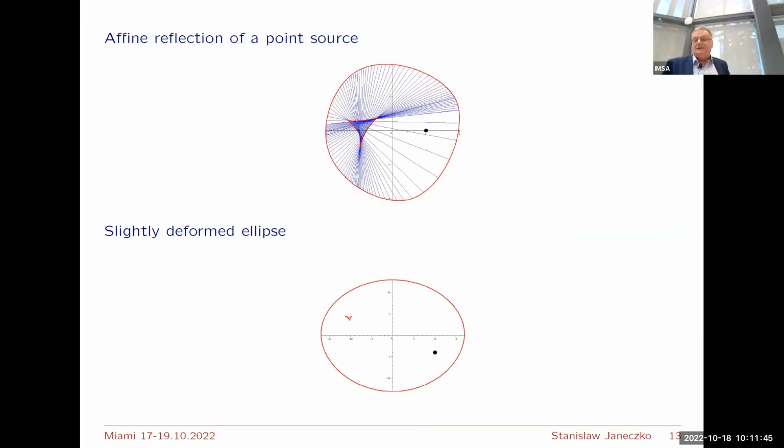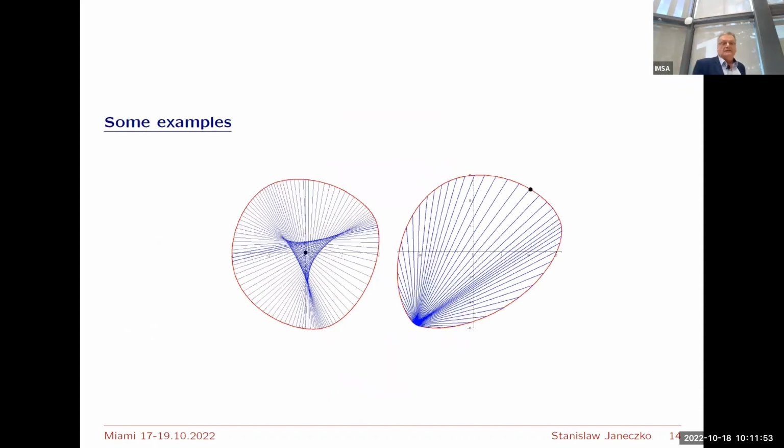And as this gets closer and closer to central symmetry, then of course it comes to the point. And some examples: if the point is on the boundary, like here on the right-hand side, then there is some other point which is radiating in a special way. If the point is more in the center, then that gives something which is quite unrelated to central symmetry sets. So it's very interesting to understand the reflections of the point from a deformed spherical shape.